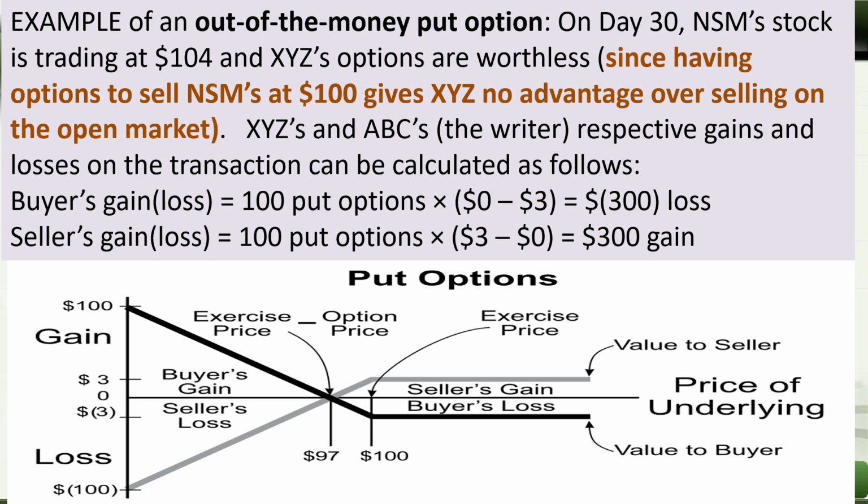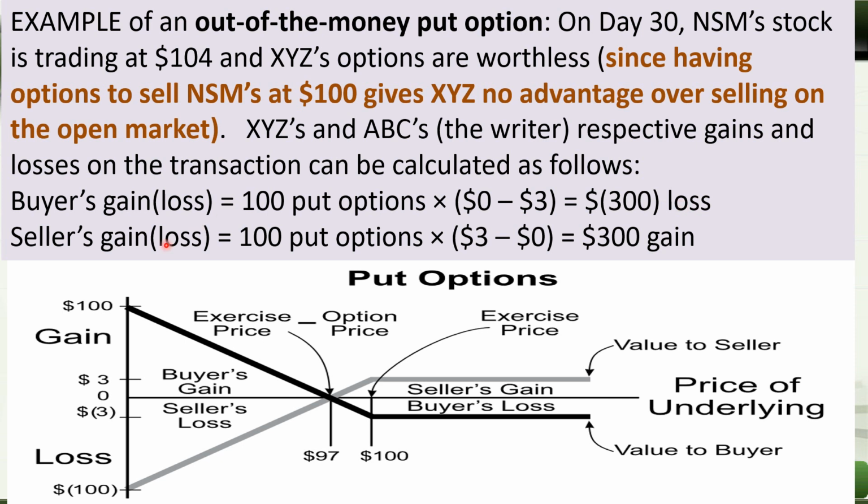XYZ and ABC's writer respective gains and losses, similarly for that calculation. So the buyer of that put option, because it is out of the money situation, he will lose it. So for 100 options, because he has $3, he is losing because he is not exercising that option, so there is no price difference here, but he is losing that $3, the price that he paid, so there will be a $300 loss only. Meaning he is not exercising his option, but still he is losing that premium paid, so his loss is only $300.